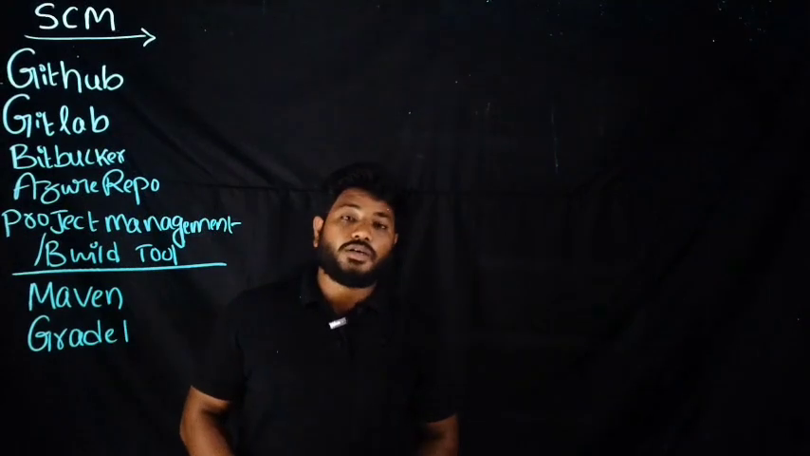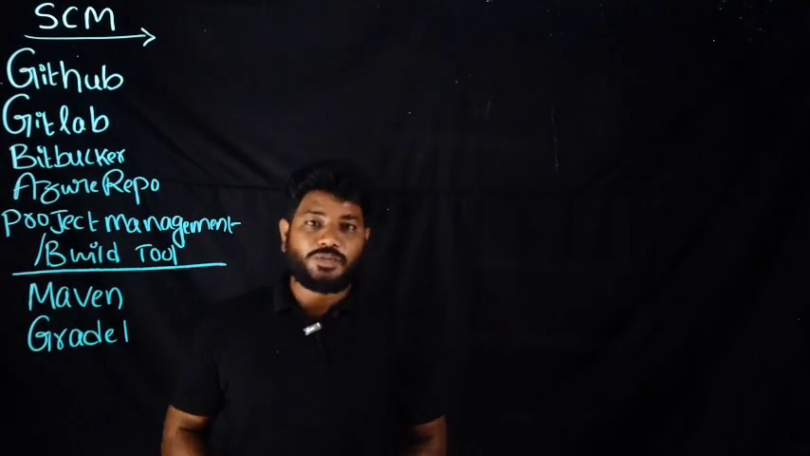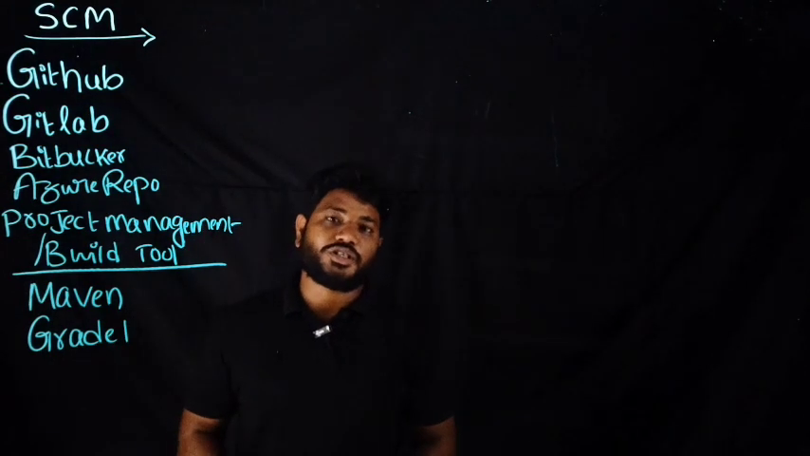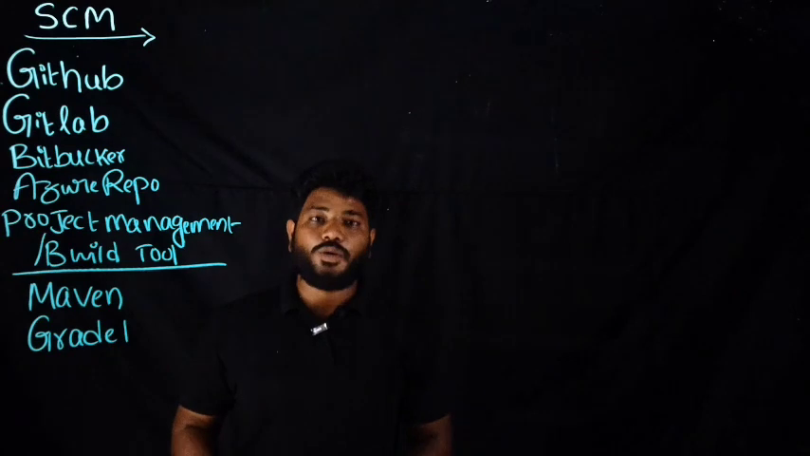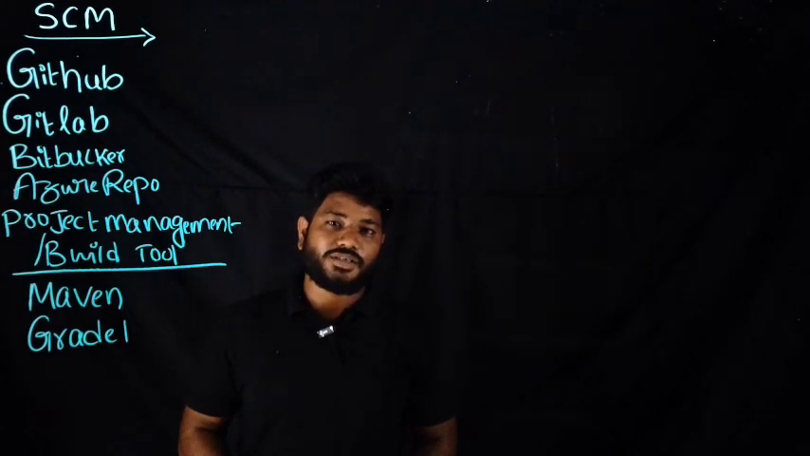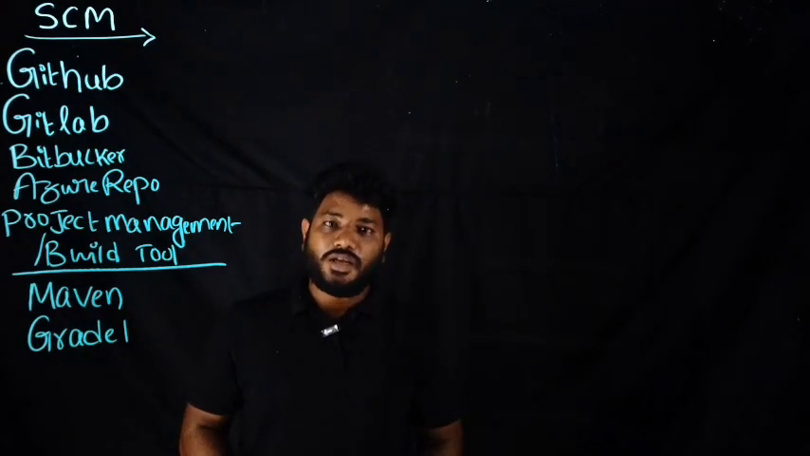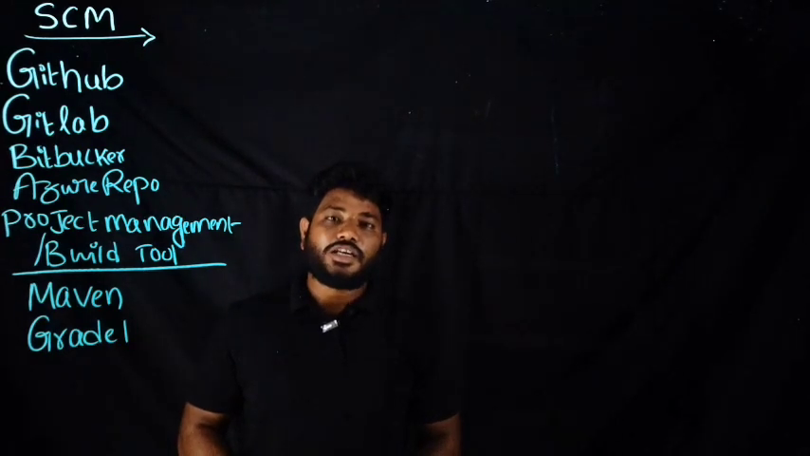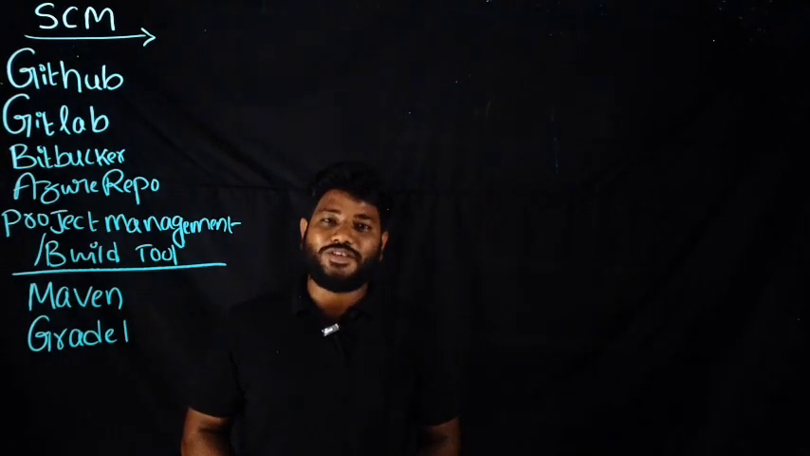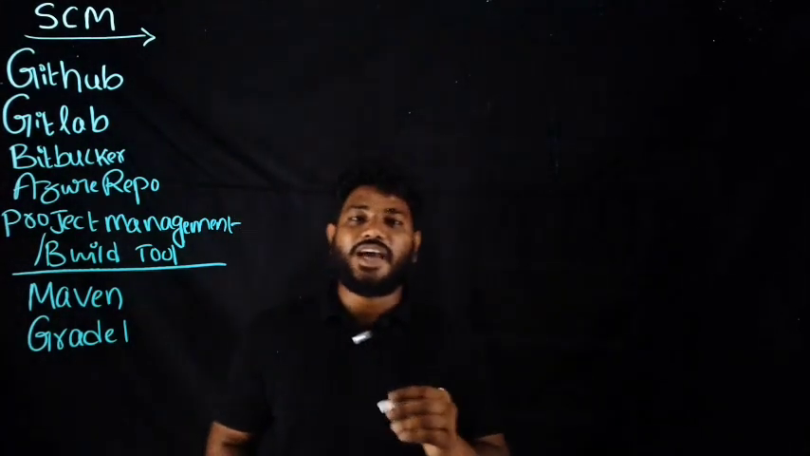If you are setting up your pipeline, you require a project management tool to create the folder structure for your project, and you need a tool to package your source code. For all those requirements, we can use Maven and Gradle under this section. And the third type I'm going to list is the continuous integration and continuous delivery and deployment tool, which in short we can call a CI/CD tool.